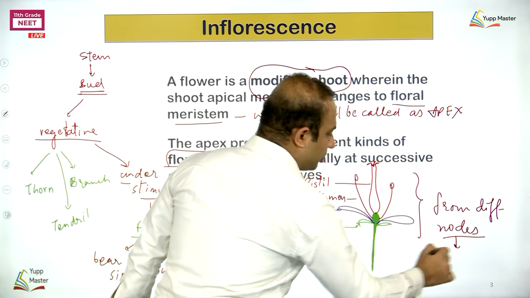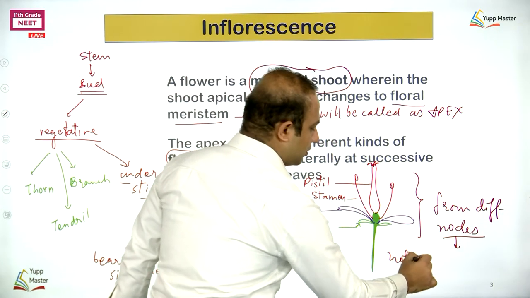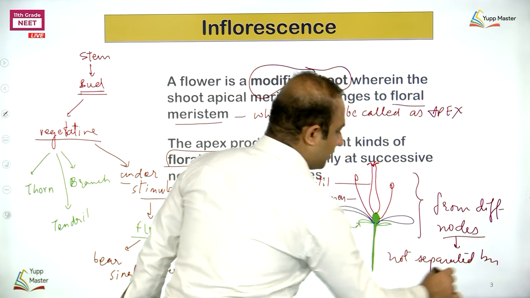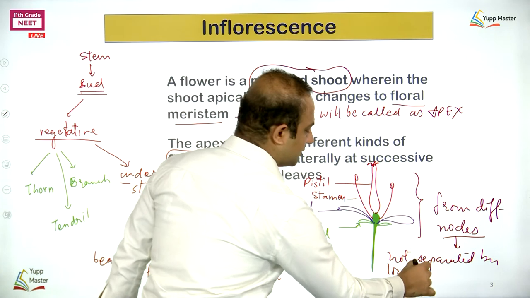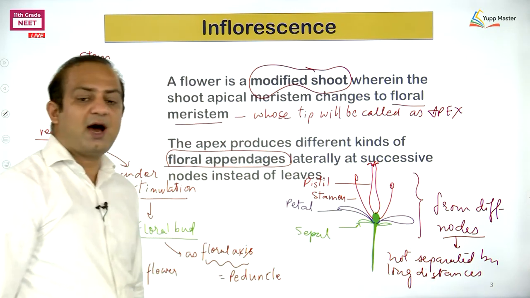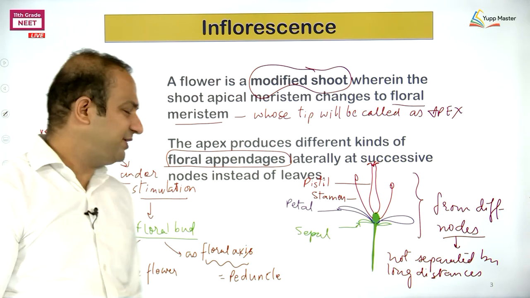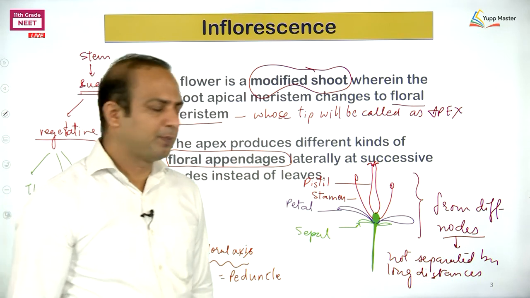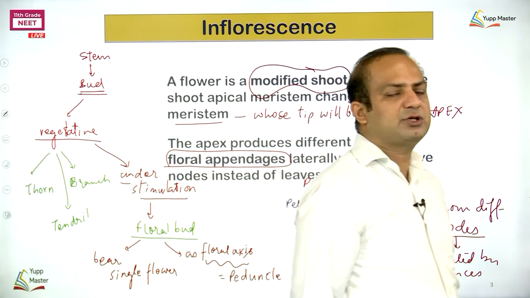Nodes which are not separated by long distances, means they are nearby. They are much nearby to each other. Fine. So that kind of thing we used to say about the flower, right? So these things are very much clear.